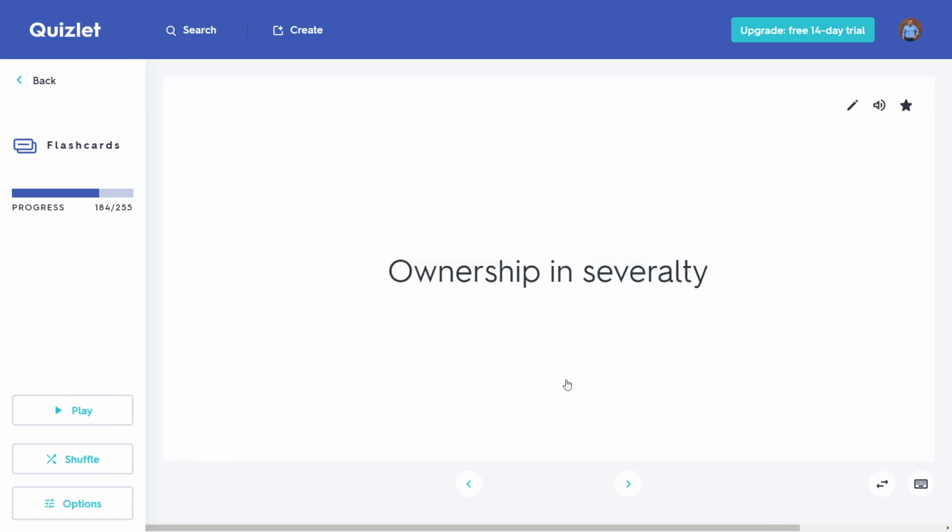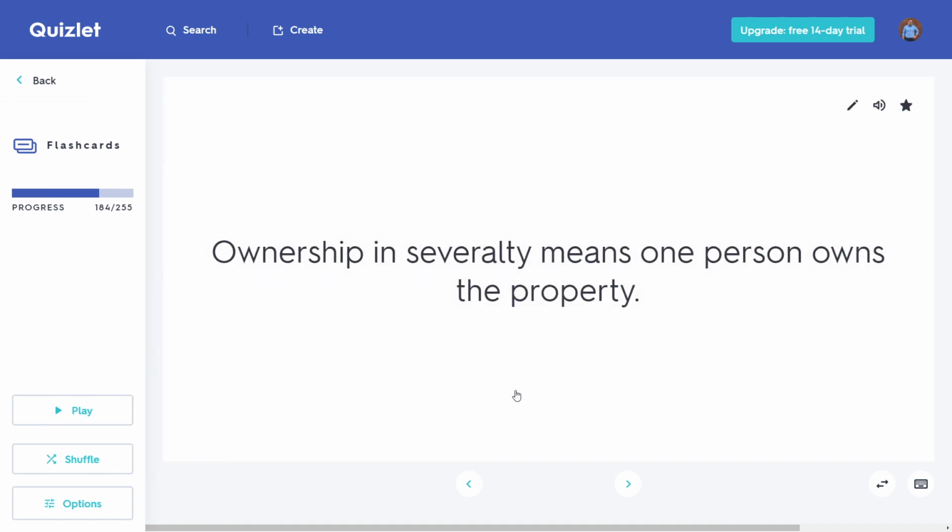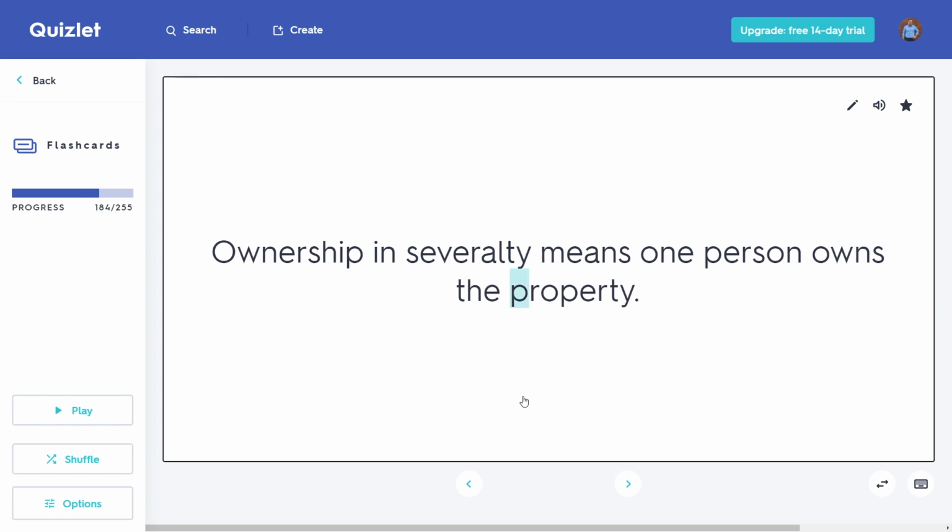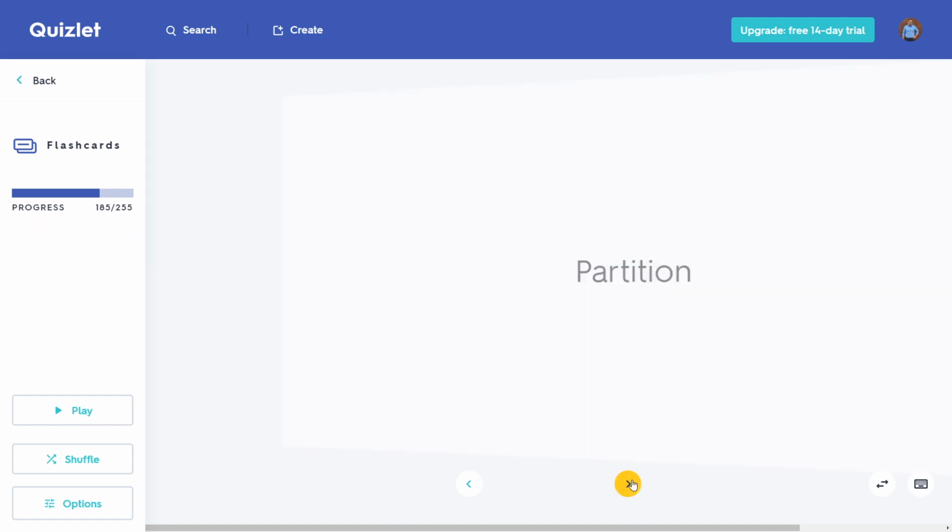Alrighty. Ownership in severalty. Nice. This is a good one. I'll give you guys a couple seconds to figure this one out. Okay, what is ownership in severalty? You guys know? This just means one person owns the property. Simple as that. Just one person. That's it for that one.